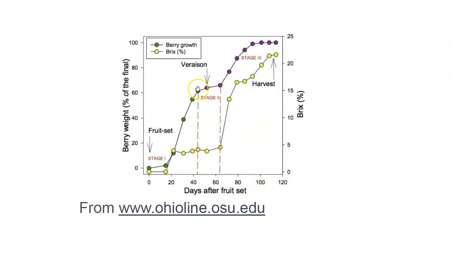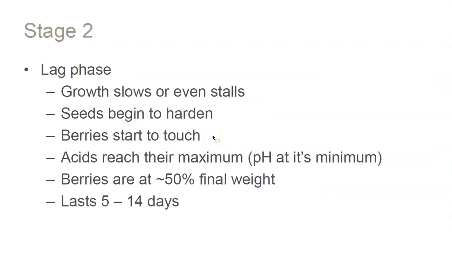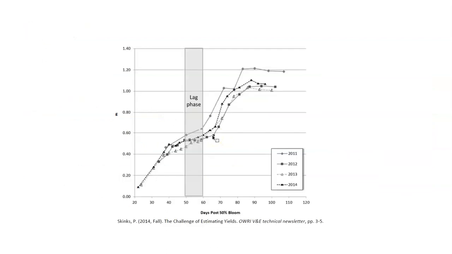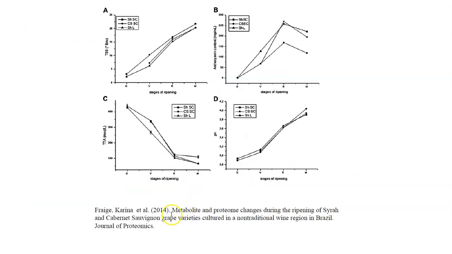You will sometimes see diagrams like this. This is incorrect. Veraison does not occur at lag phase. Veraison occurs slightly after lag phase. Okay? So I'm going to move through these slides because I really just explained it using that diagram. Yeah, so like I said, again, roughly 25 Brix is when sugar loading stops. Anything after that is dehydration.